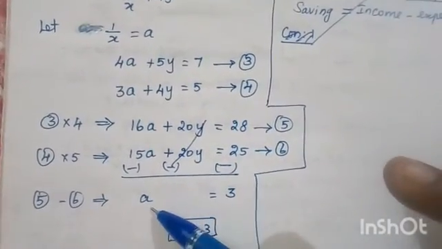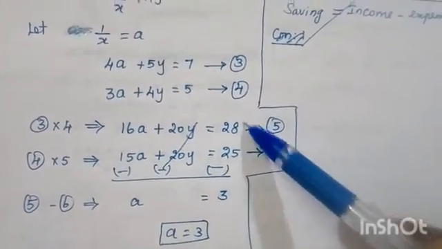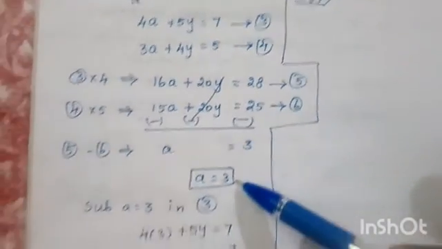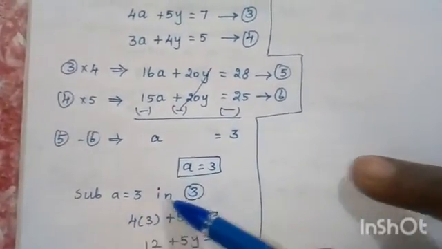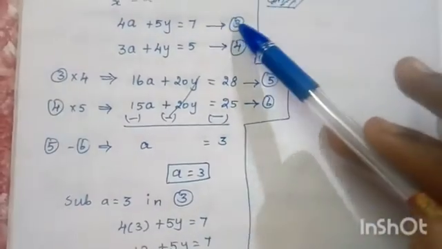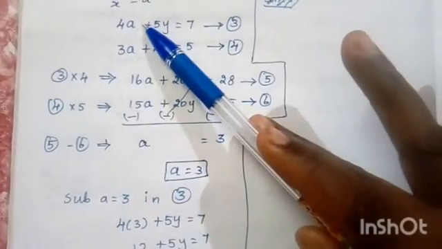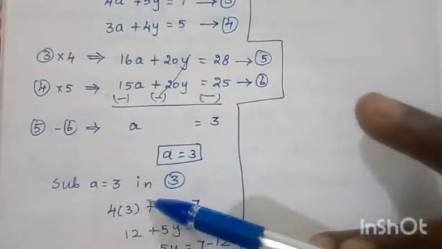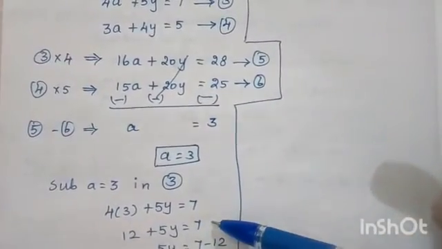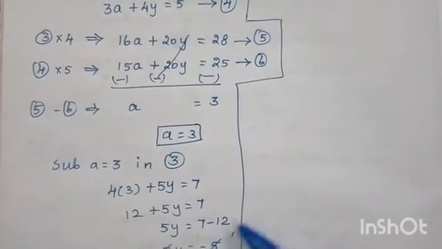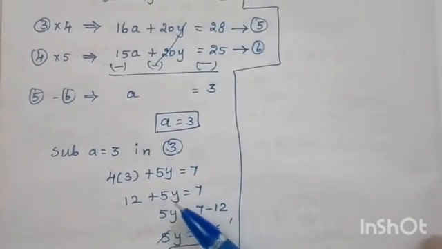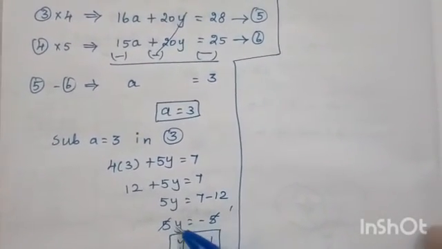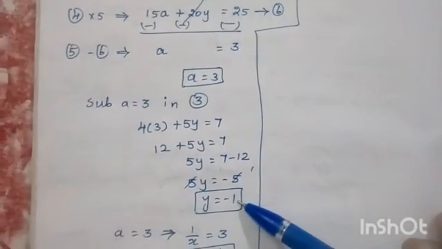16 minus 15 is 1, so that is a. 28 minus 25 is 3. A equal to 3. Now substitute a equal to 3 in equation number 3. So 4 into 3 plus 5y equal to 7. 4 3s are 12 plus 5y equal to 7. So 5y equal to 7 minus 12. So 5y equal to minus 5. So y equal to minus 1.